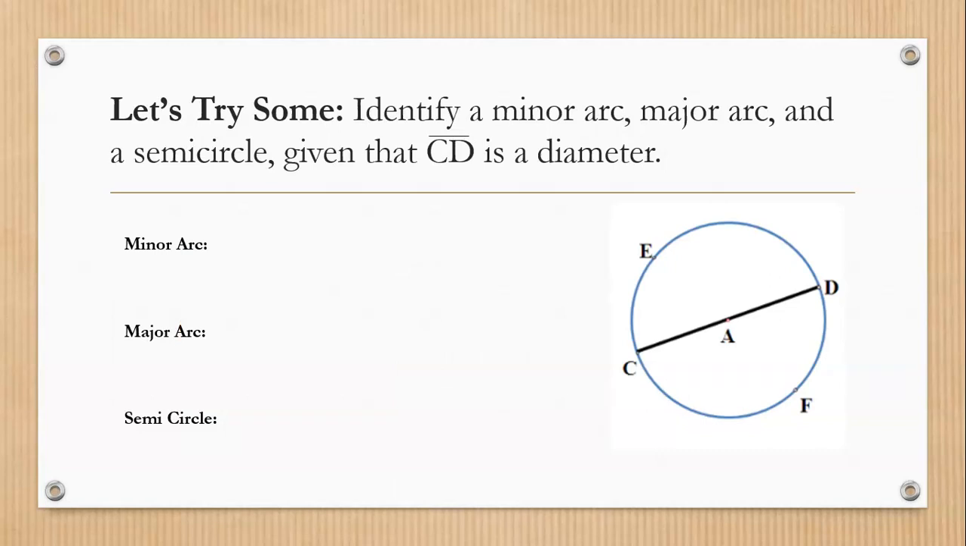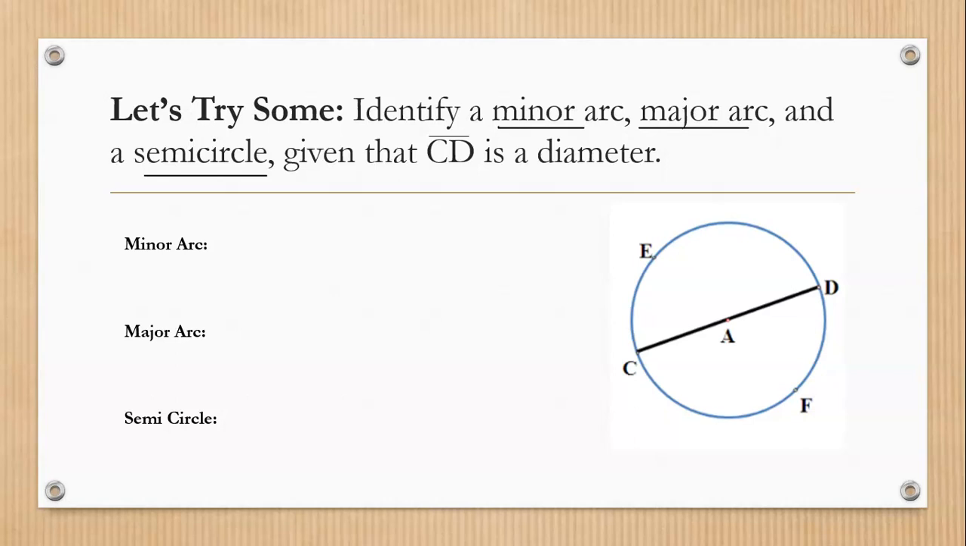We're going to identify a minor arc, a major arc, and a semicircle, given that CD is the diameter. So sometimes when you look at a diagram, you're not quite sure whether it's a diameter or not. So usually the instructions will tell you, they'll say, assume CD is a diameter, kind of thing. So from C to D, it goes right through the center of the circle, and that should be a big clue to tell you that that's the 180 degree mark. That's why they cut that circle in half.